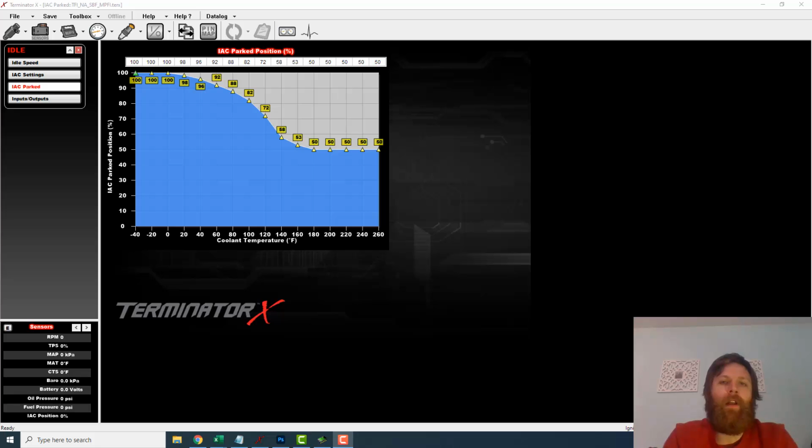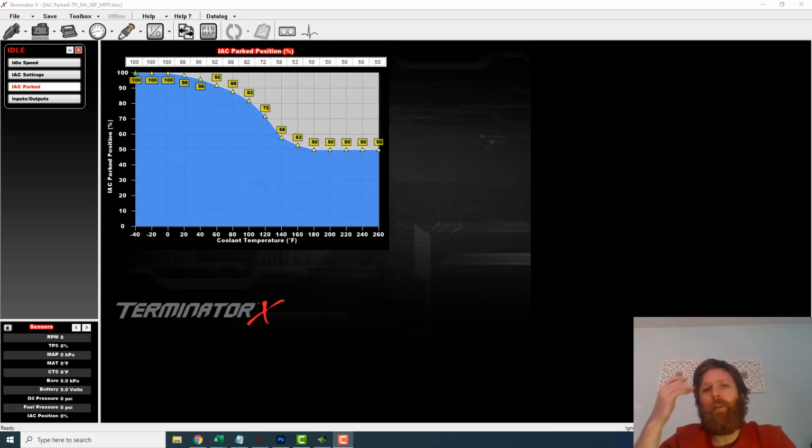my screen right now. I'm going to flip over to a stock computer from a Foxbody and show you what they did. And then we're going to look at a way to mimic some of those settings, get close. The logic's a little different, but it's close. And what the IAC parked position means, it's really used for two things.